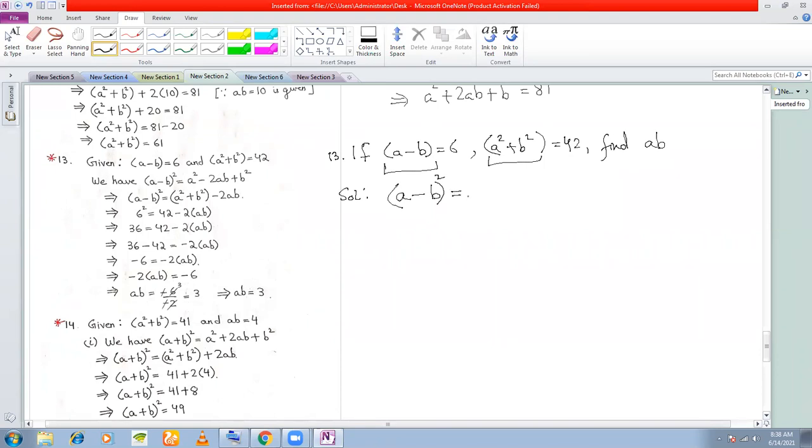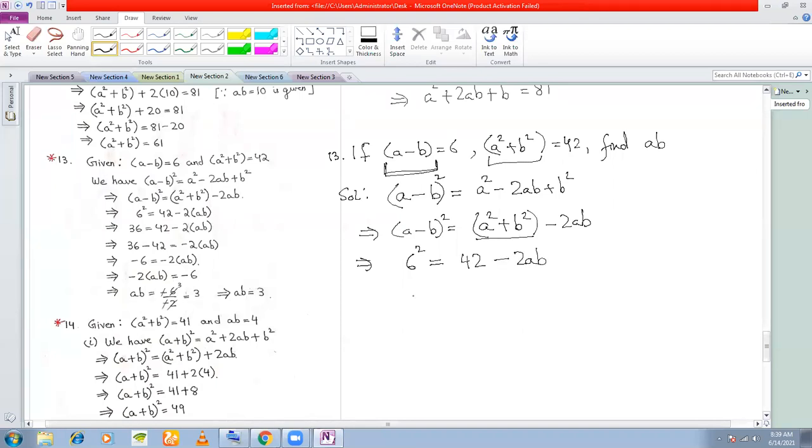So a minus b whole square is equal to a square minus 2ab plus b square. That means a minus b whole square, you take the a square and the b square together. So this is a square plus b square minus 2ab. Now, how much is a minus b given to you? a minus b is given to you as 6. So a minus b whole square must be 6 square. Put the values. a square plus b square is given to you as 42. So you put the value of a square plus b square here as 42. Minus, we want to find ab, so we write 2ab as it is.